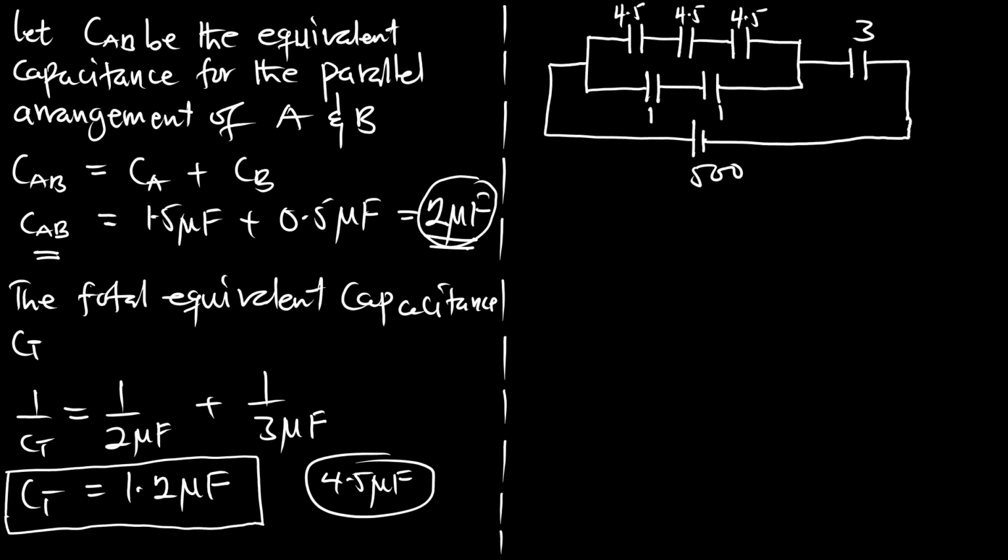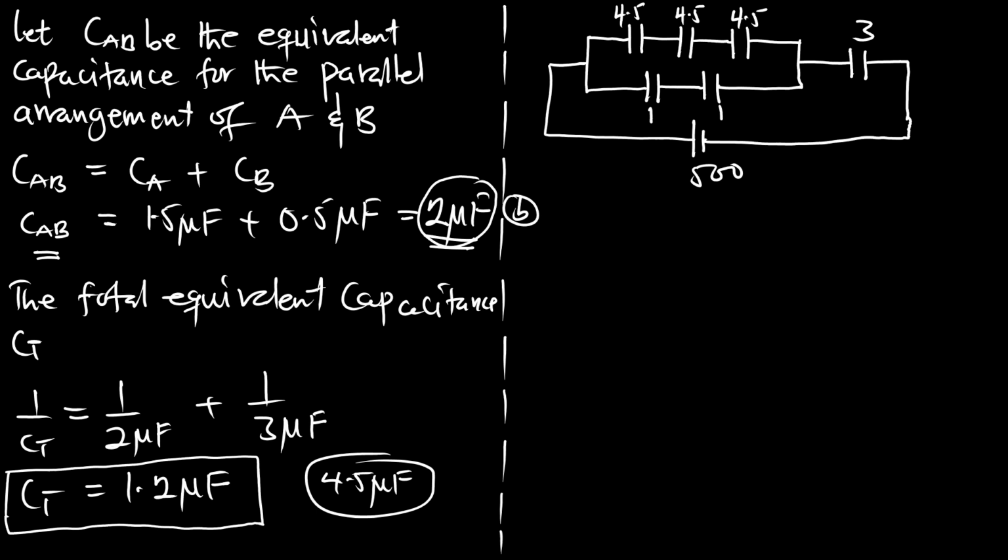So this is our diagram, and we are to find the voltage across the 4.5 microfarad capacitor. So what do we do now? It is very simple. We will have to calculate the total charge being produced by the voltage source, or the total charge being distributed in the entire circuit.